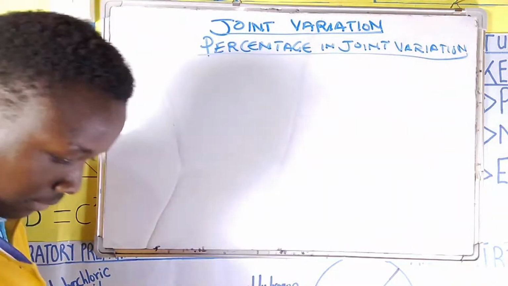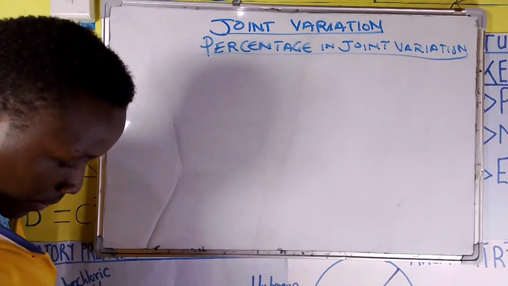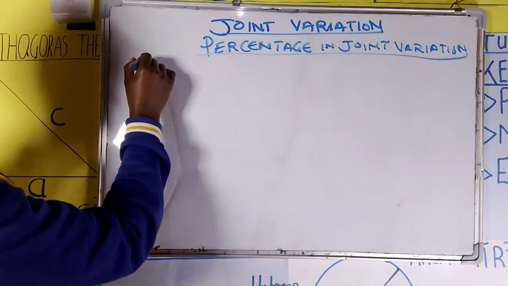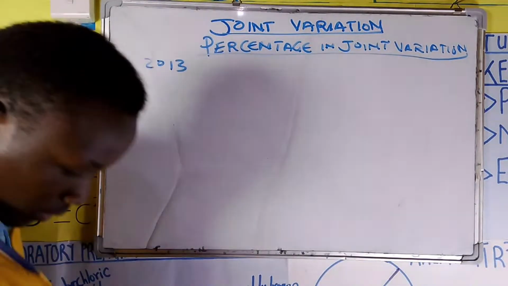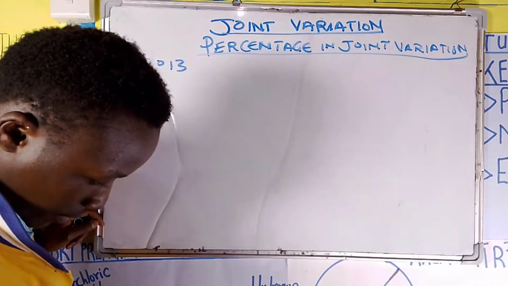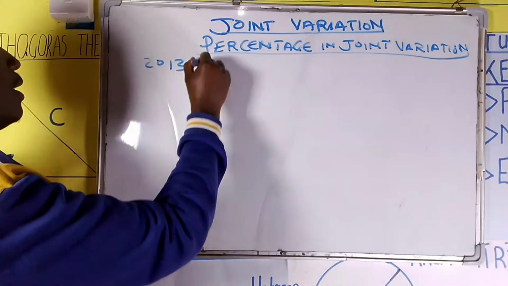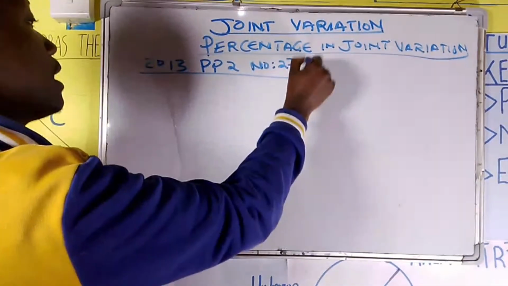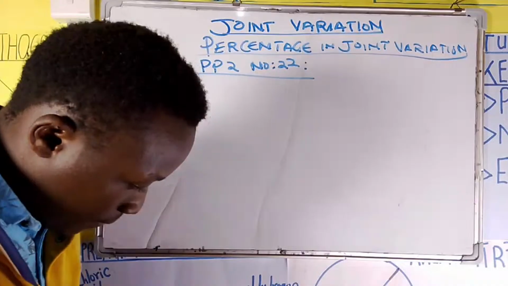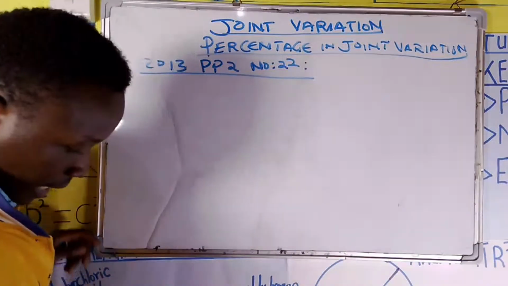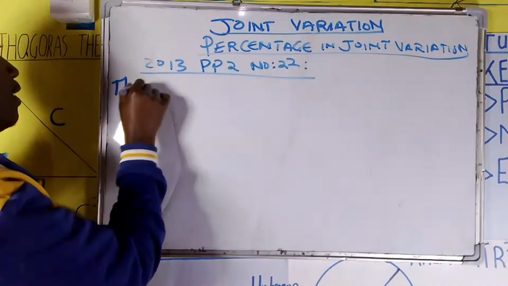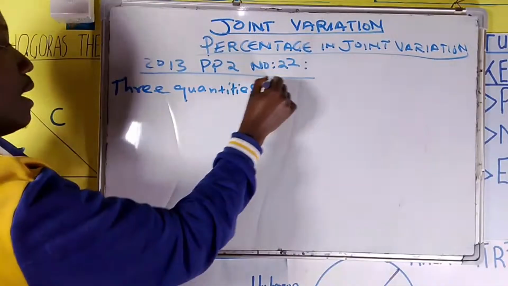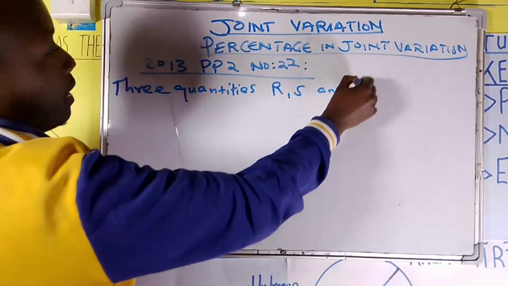So what we are going to do, we will have a question here. There was a question done in the year 2013, paper 2, number 22. I want us to discuss the percentage part. So the question reads: three quantities R, S, and T.